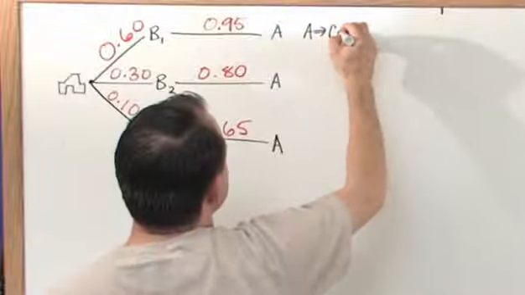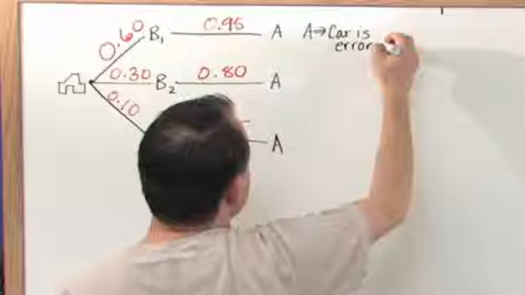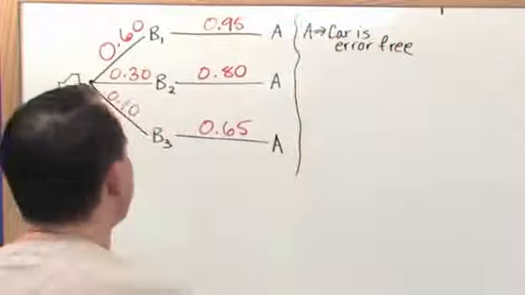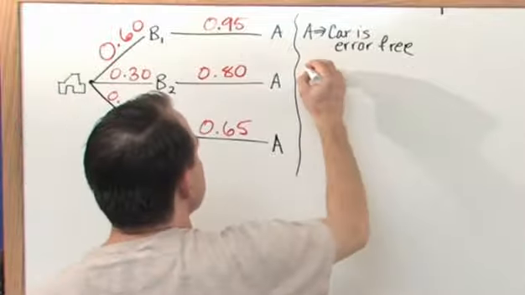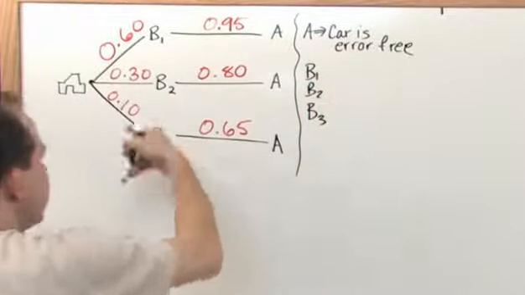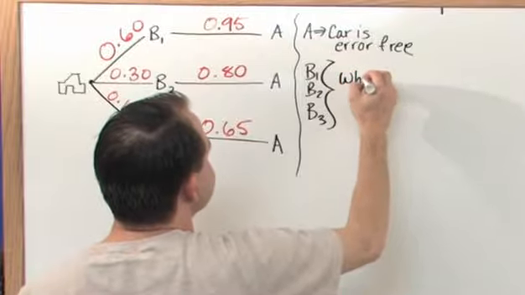So knowing this, let's go ahead and write down: event A is that a car is error-free, or defect-free, I guess you could say. That's what that event is. And then B1, B2, and B3 are also events, and this is just telling you what we already know, which plant builds the car.